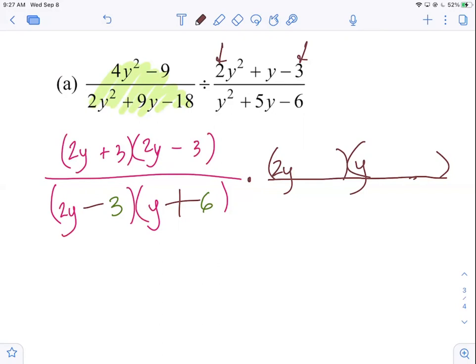So factors of 3, maybe it's going to be a 3 and a 1. Okay, good. So now let's just look at the middle term. We're looking for a plus 1. So I need a 3y minus 2y. So this has to be a plus like that.